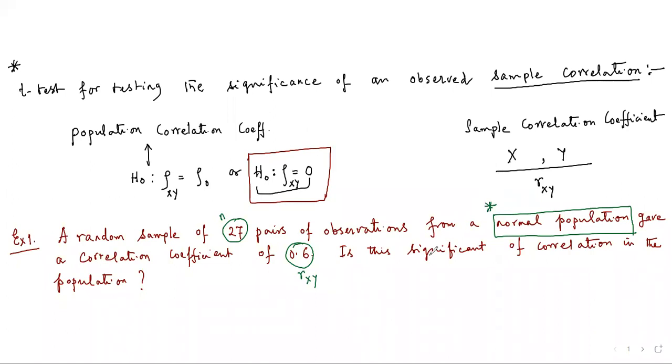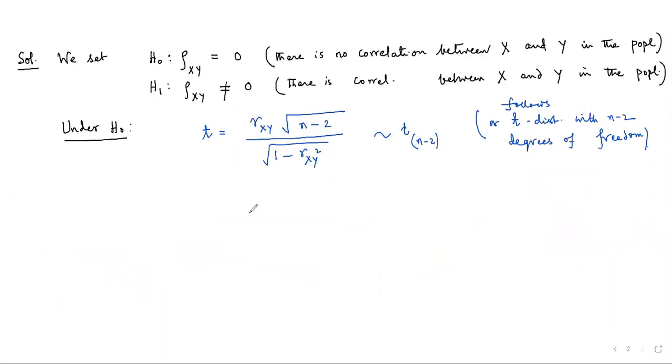And not only this, when you keep on increasing your sample size, by the central limit theorem we know that for a large sample, the population always tends to behave like a normal population. So we can substitute these values here. We have 0.6, and this would be the square root of 27 minus 2. And in the denominator, we will write 1 minus 0.6 whole square.